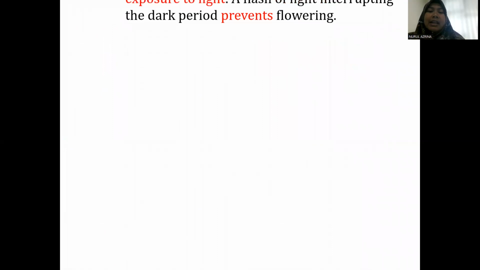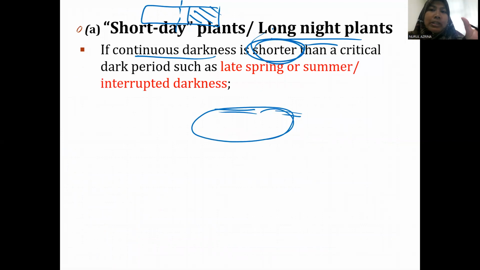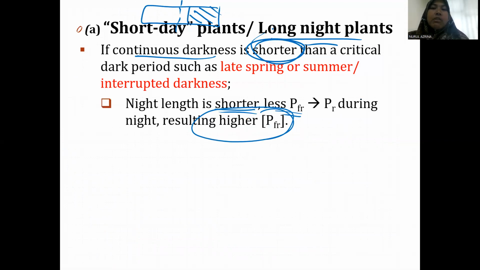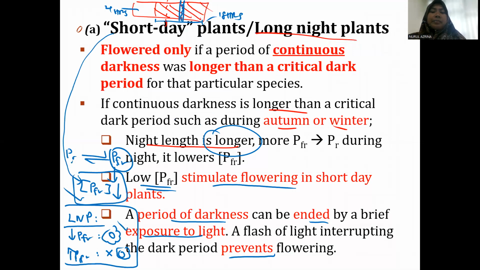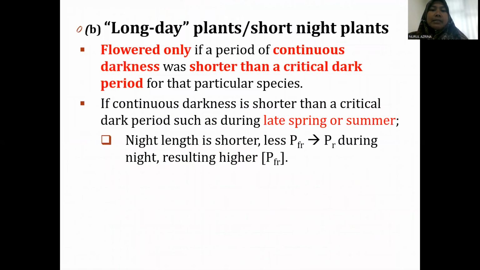Okay, right? So it is giving you two different situations. Kalau this long night plant exposed to long night length and also shorter continuous dark period, what will happen? Okay, so ingat for long night plant, low concentration of PFR stimulates flowering and high concentration of PFR will inhibit flowering. Okay, like this. Okay, next we go to long day plant or short night plant.